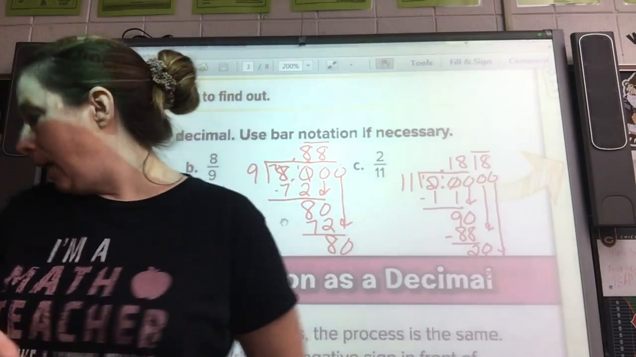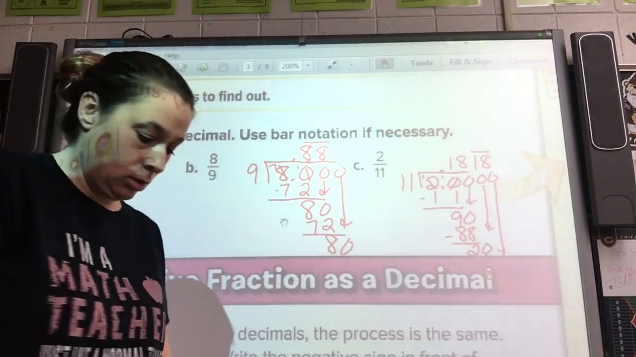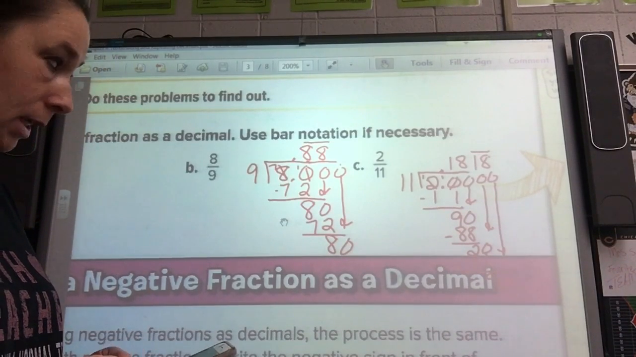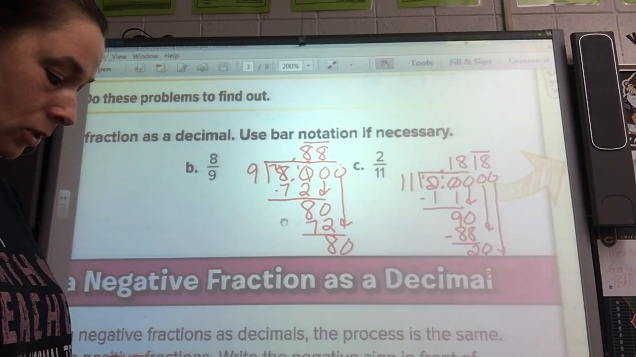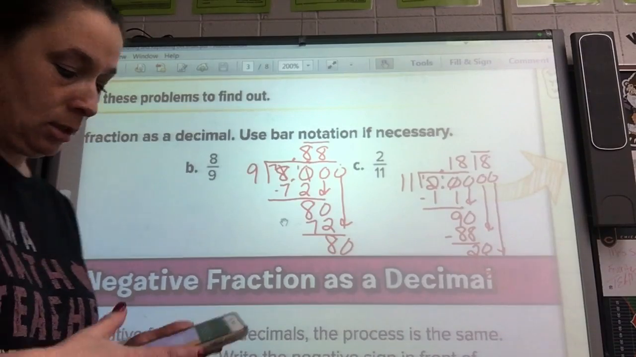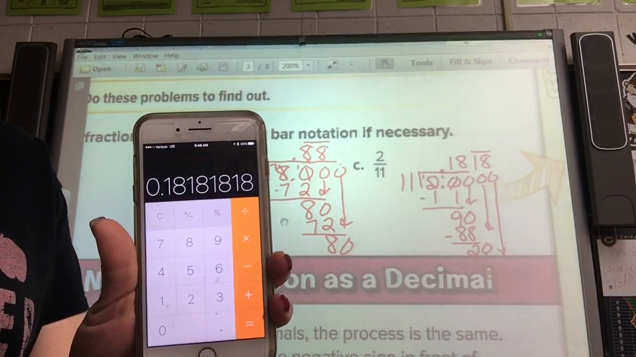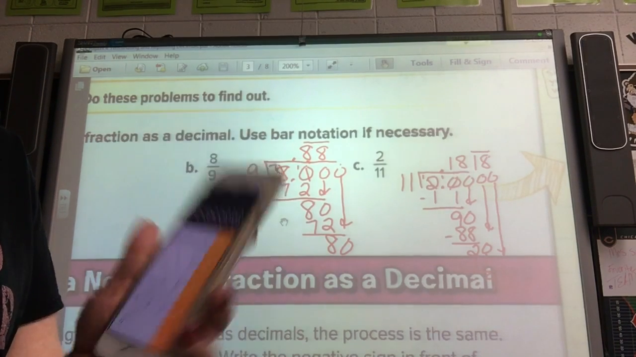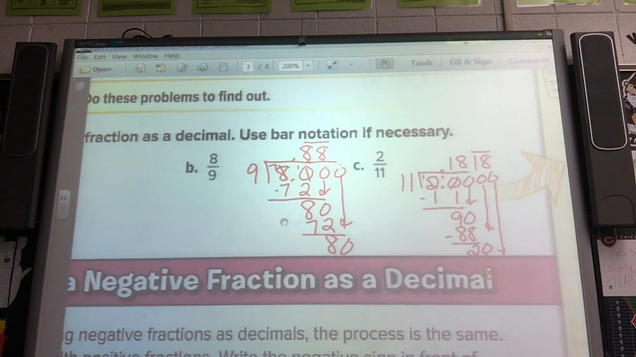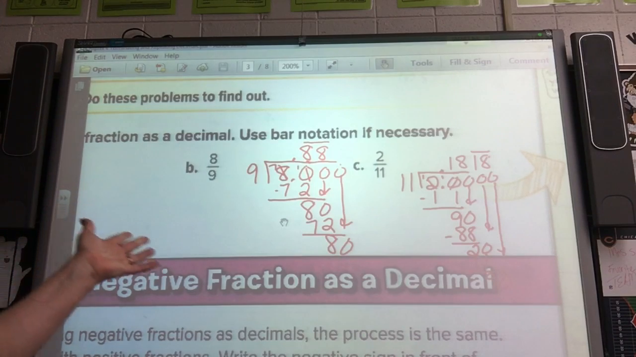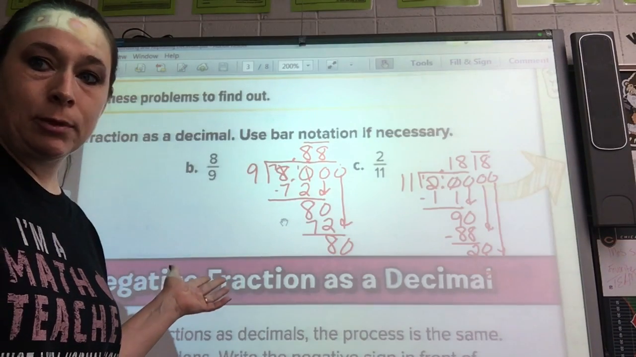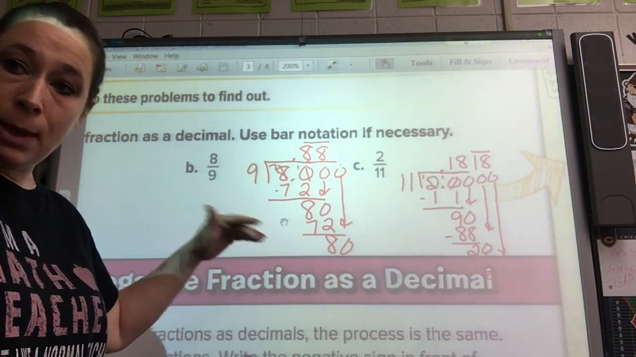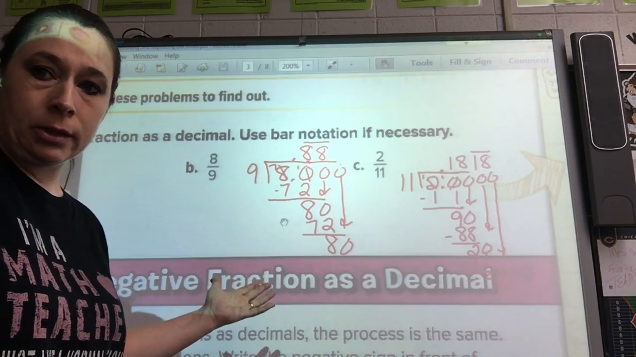All right. And again, if I used a calculator and I said 2 divided by 11, this is what I get. 0.1818181818. Okay? So either way you go, whether you use a calculator or you do division the long way, which I'm imagining on some of your part testing this year, they're going to make you divide the long way. Just remember, as soon as you see that pattern start repeating, it's all done.